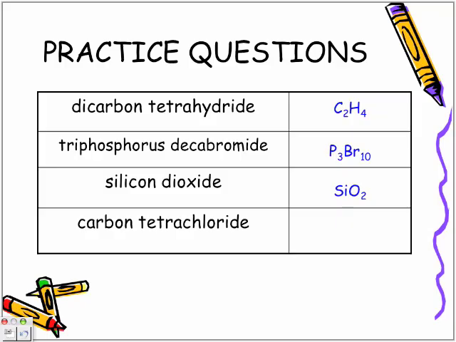And finally, carbon tetrachloride. We have 1 carbon. We have a tetrachloride, meaning 4 chloride.